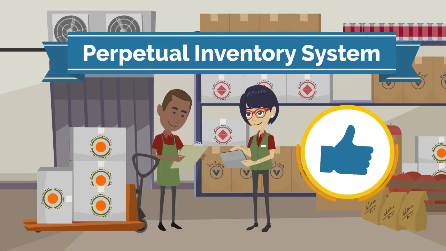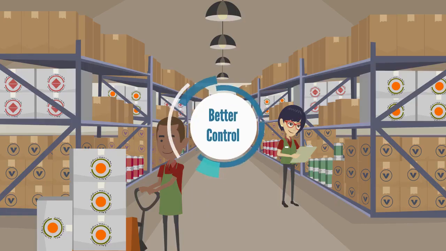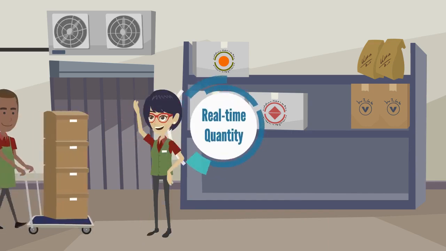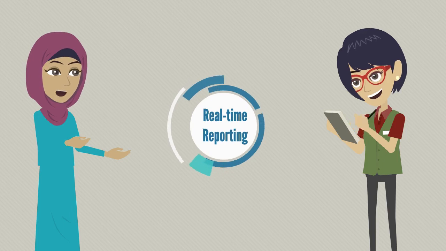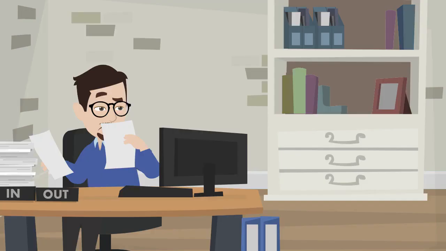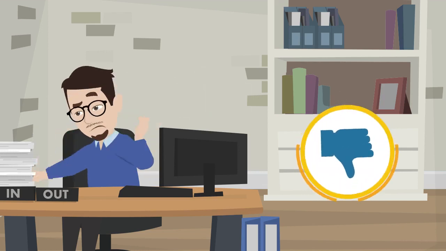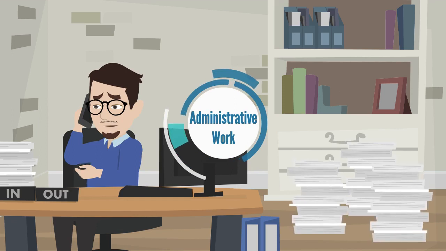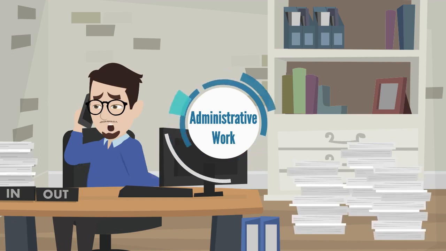The pros of a perpetual inventory system include better control over inventories, inventory records that reflect real-time quantities of stock, and real-time reporting of gross margin and profits. However, this comes at the major con of additional administrative and accounting work in the office to maintain the inventory records.